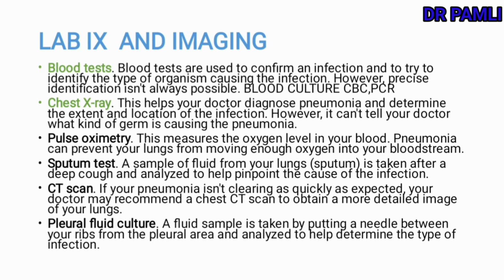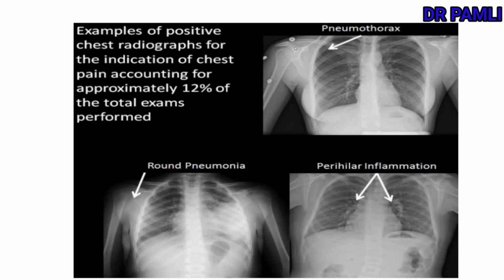Oxygen concentration, we will use pulse oximetry to determine that. We may also take your sputum and analyze it, and we do this to rule out TB by doing GeneXpert. CT scan is also very, very important, and it will obtain a more detailed image of the lung. When you have pleural effusion, we can take the pleural fluid for culture and sensitivity so that we can determine which drug to give you.